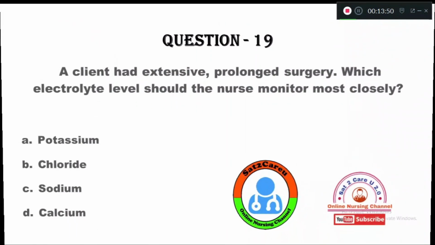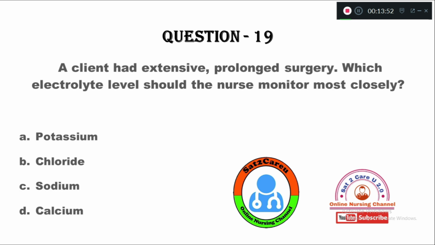Question number 19. A client had extensive prolonged surgery. Which electrolyte level should the nurse monitor most closely? Option A, potassium, B, chloride, C, sodium, D, calcium. The electrolyte deficit after a prolonged surgery will be hypokalemia. Option A, potassium. Due to hypokalemia, it should be monitored closely.